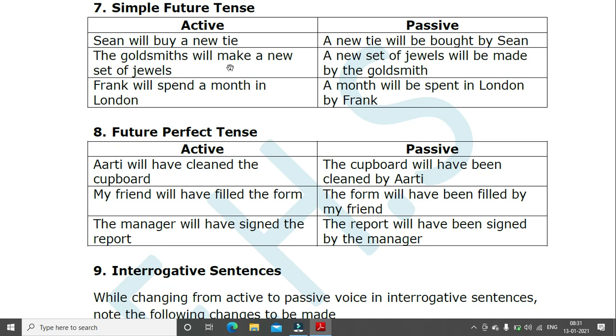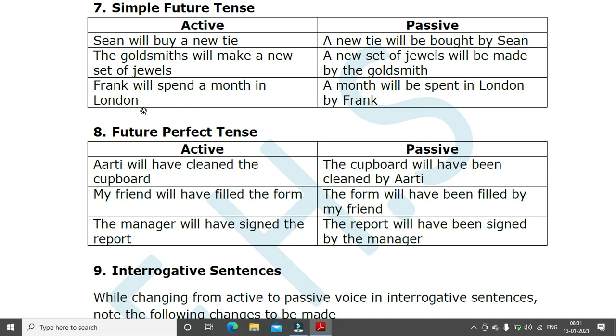Frank will spend a month in London. So will spend is your action. Will spend, Frank. What is he going to spend? A month. So you start with a month. In London is the rest of the sentence. So a month, then your action: will be spent in London by Frank.